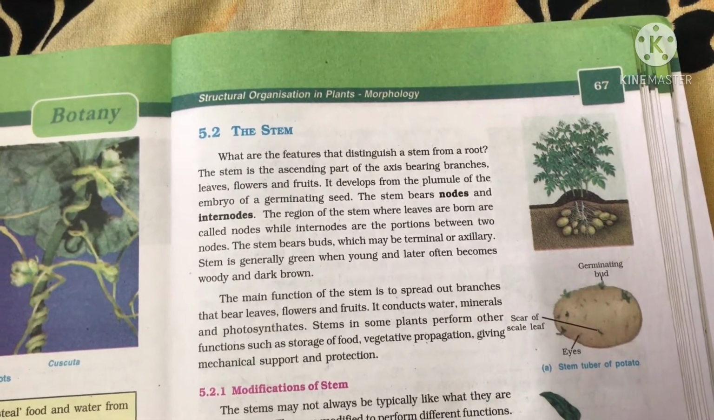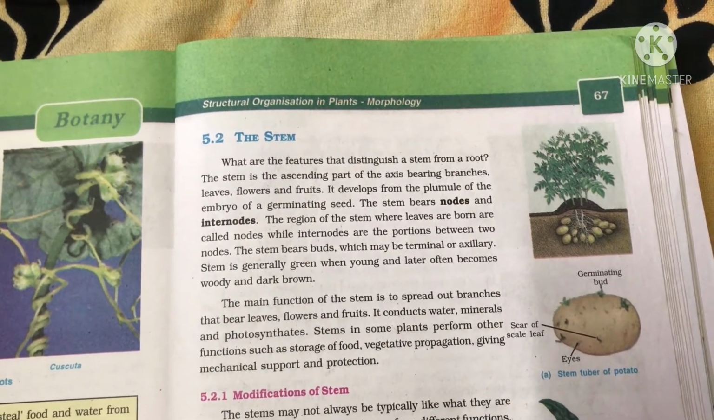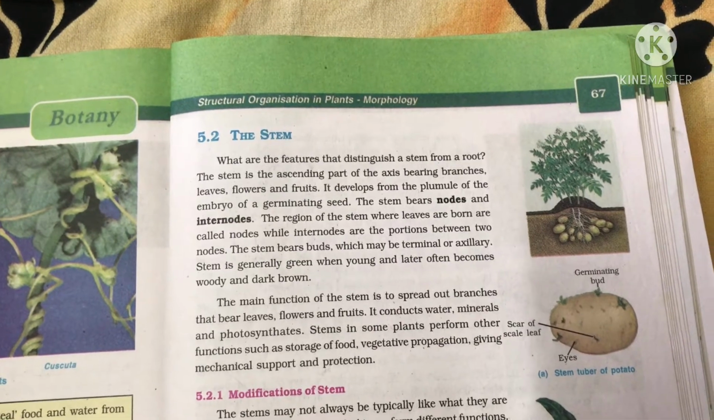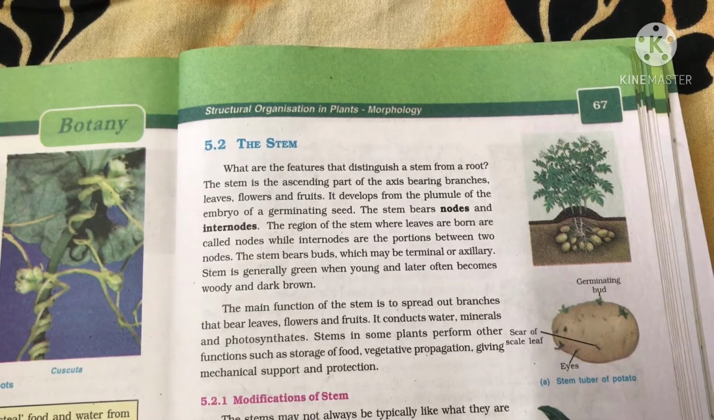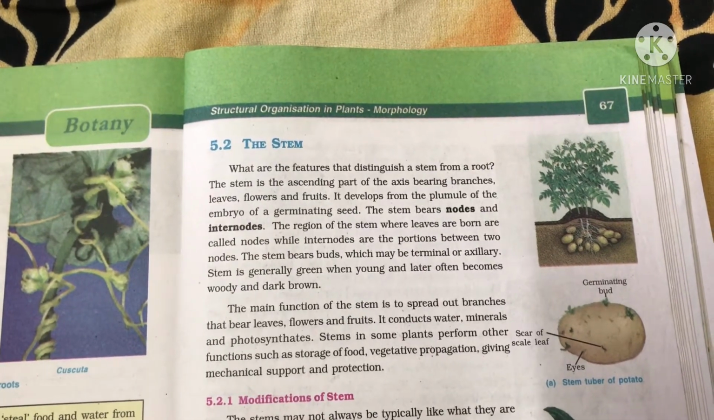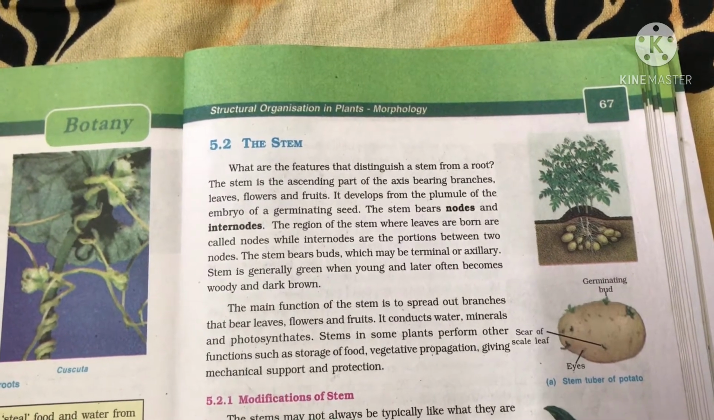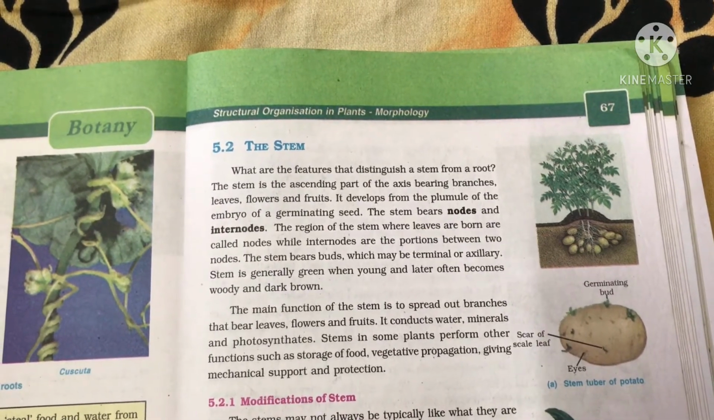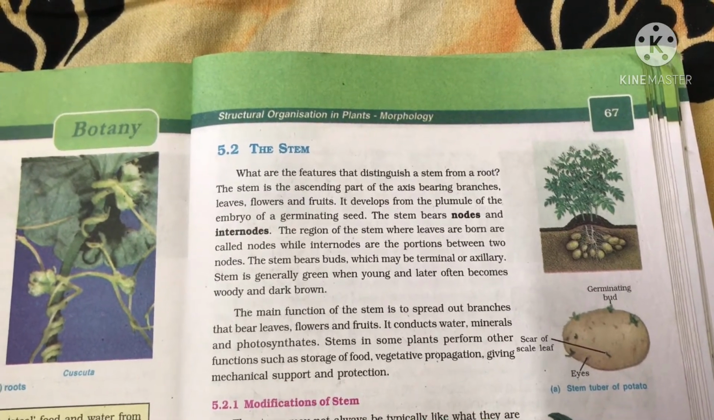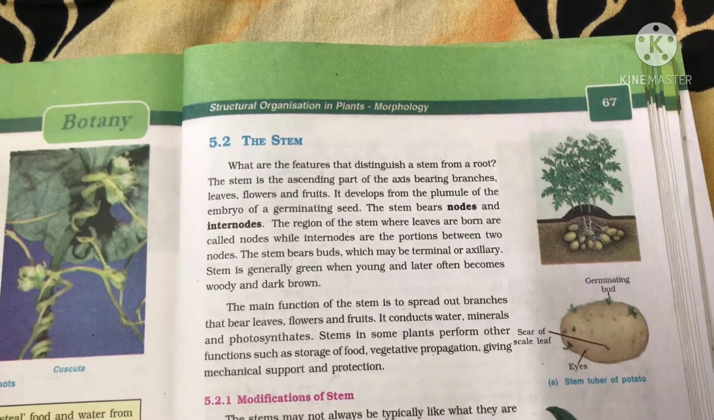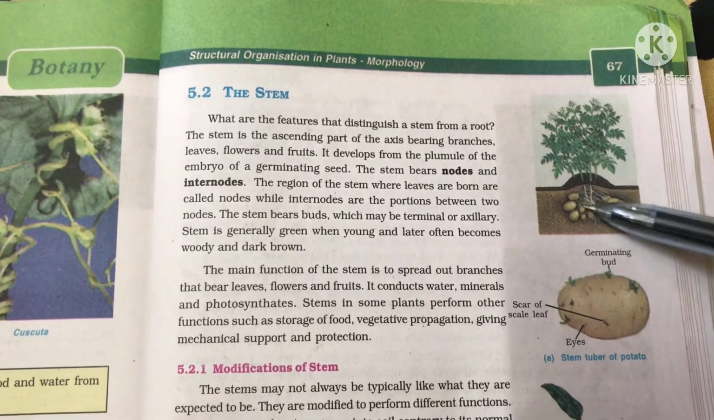This stem is mainly present above the soil, so this stem is called the aerial shoot. Then the stem later produces the leaves and fruits and buds and flowers. In this manner, different types of things come from the stem.